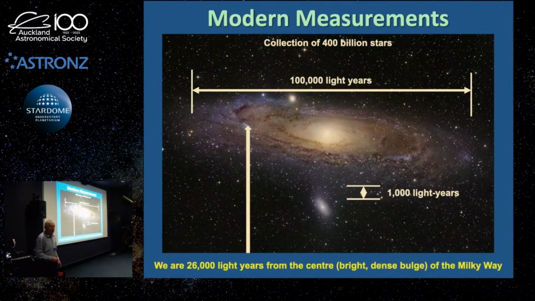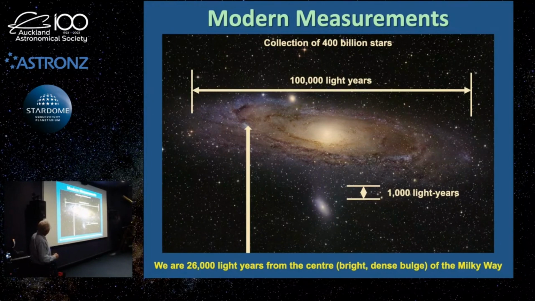Okay, so let's have a look at our modern measurements. I've alluded to some of them already. So first of all, how many stars are we looking at? Roughly estimate about 400 billion stars. I think, sort of a rough guesstimate, I think the Milky Way has probably got in it.